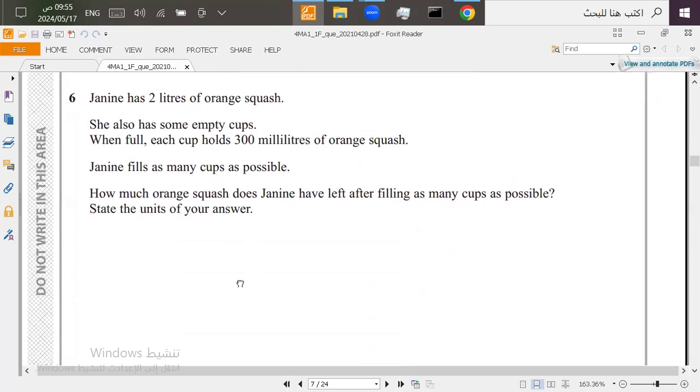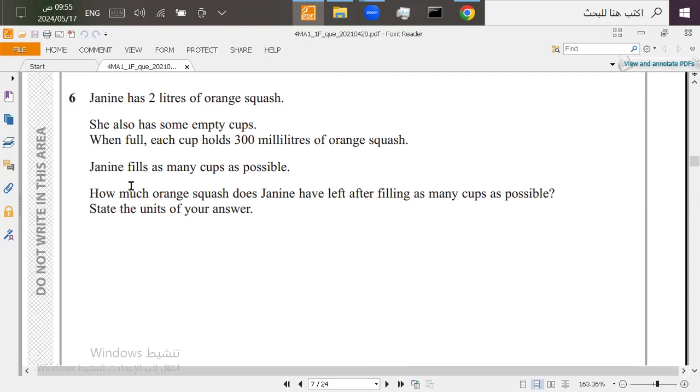Okay, here we go. Now, Janine has 2 liters of orange squash. She also has some empty cups. When full, each cup holds 300 milliliters of orange squash. Janine fills as many cups as possible. How much orange squash does Janine have left after filling as many cups as possible? State the units of your answer.